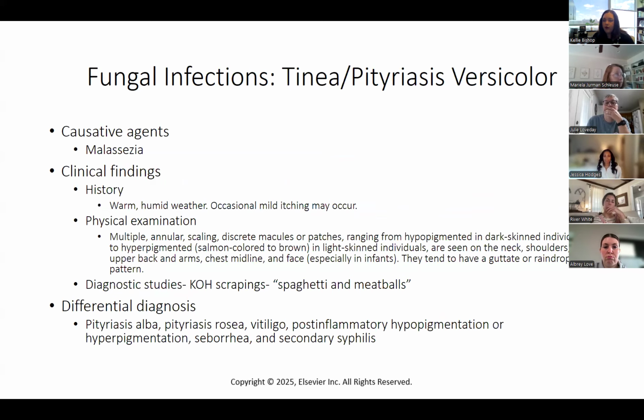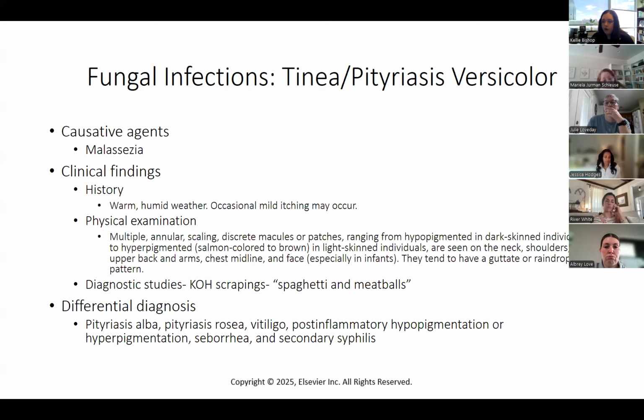Tinea versicolor or pityriasis. You usually won't hear it called pityriasis versicolor outside of the ICD-10. That's how it's in there. You'll usually either hear people say tinea versicolor or pityriasis, but there's another pityriasis. So usually we call it tinea versicolor because it gets confusing. But just know coding wise, when you're entering codes for this, it is coded in ICD-10 as pityriasis versicolor.